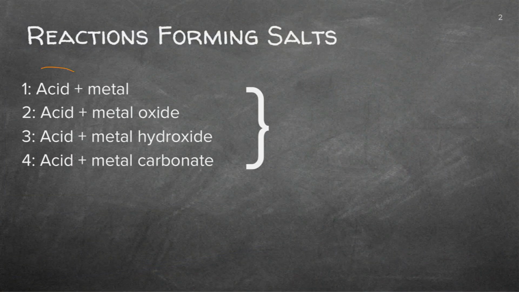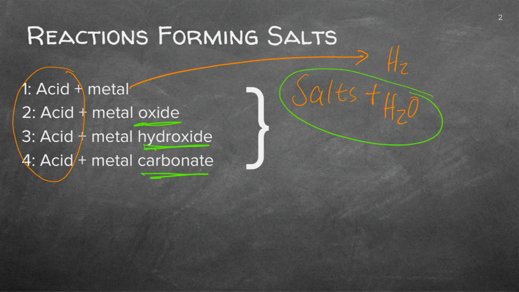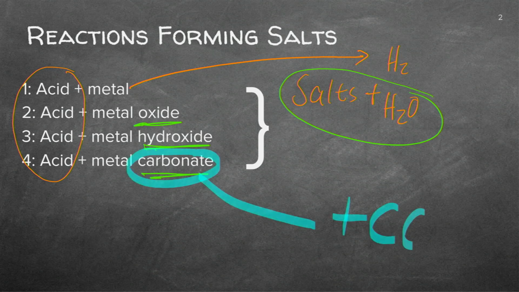You know already that acids will form salts with either water or hydrogen gas. Now, hydrogen gas will just be when it's a metal. In the other three cases, where I've got an oxide, a hydroxide, and a carbonate, in all three cases, you'll form a salt and water. And then the only exception will be when it's carbonate, it will also have carbon dioxide. So that you know already.